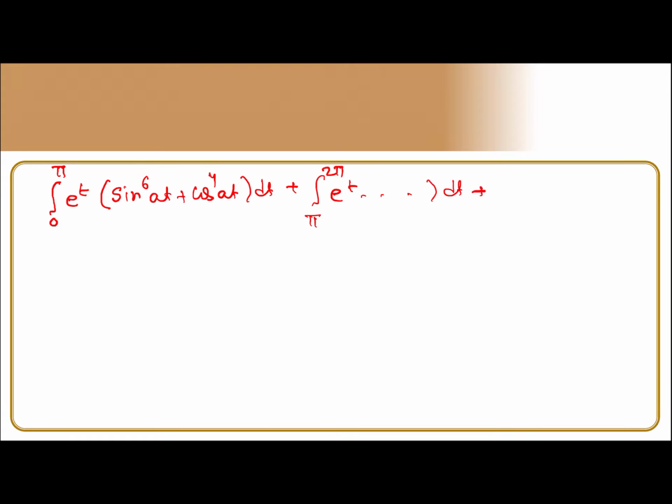Next. So if we write the step 0 to pi, e to the power t, sine to the power 680 plus cos to the power 480 dt, plus pi to 2 pi, e to the power t, and so on. I am not writing everything. Plus so on, from 3 pi to 4 pi we will write it. I am not writing. This is the numerator term.